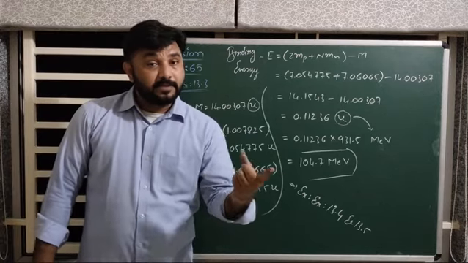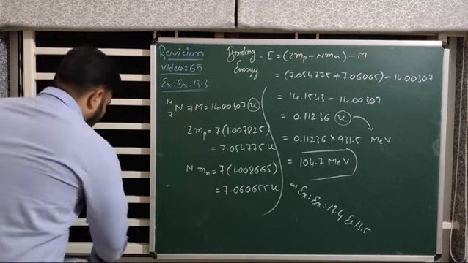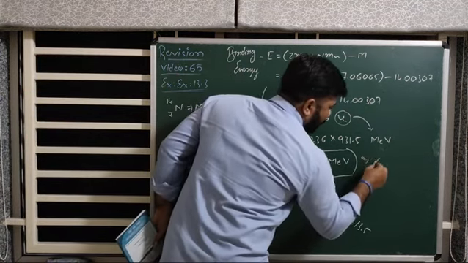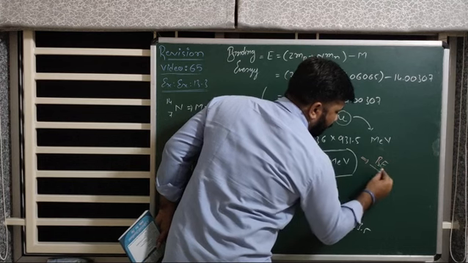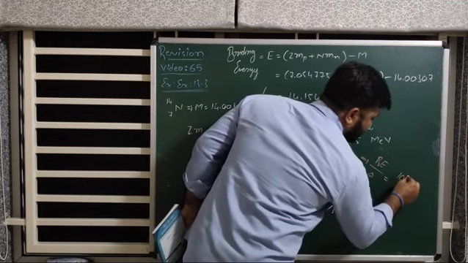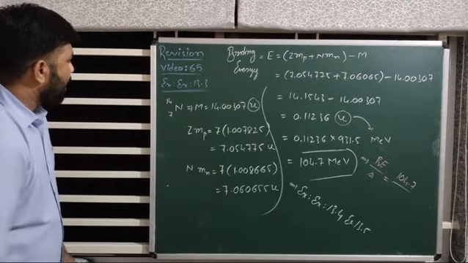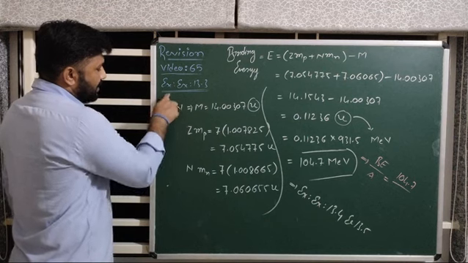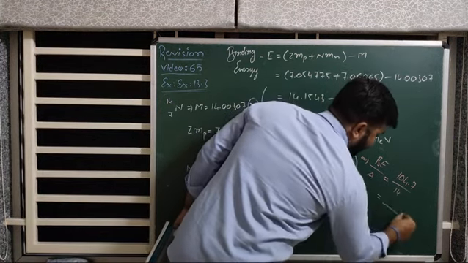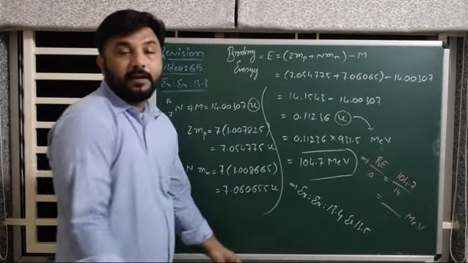In any case, not in this example, in any case, if it is asked to find binding energy per nucleon, then simple, what to do? That is 104.7 divided by number of nucleons, that is 14, divided by 14. You will get the answer again in MeV, right?